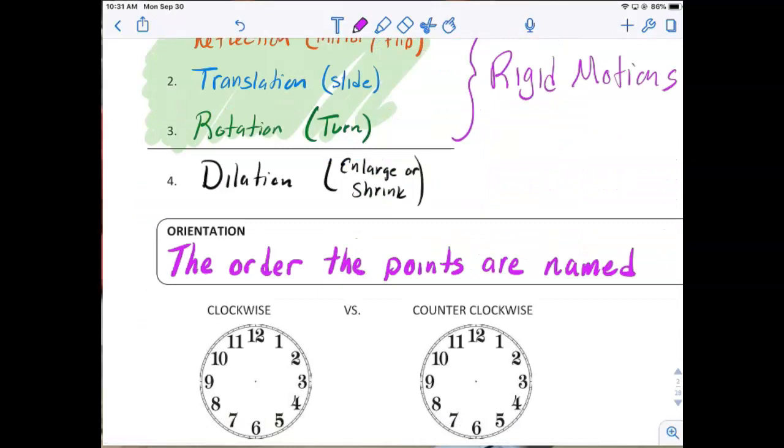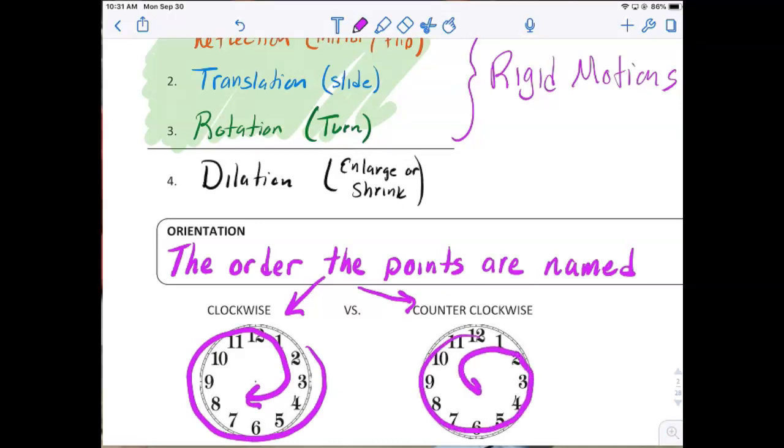Orientation is a tricky term, and it ends up confusing people later on. Orientation is the order that the points are named. And you only have 2 orientations, either clockwise or counterclockwise. So clockwise goes the same order the clock does. So clockwise would be this way, and counterclockwise would be the opposite of that, the other way.